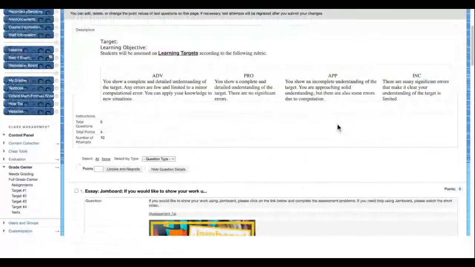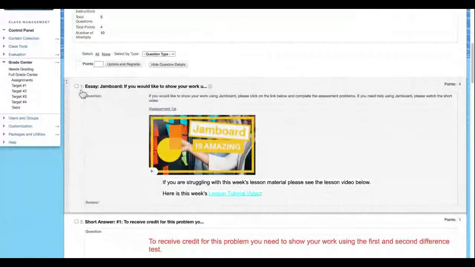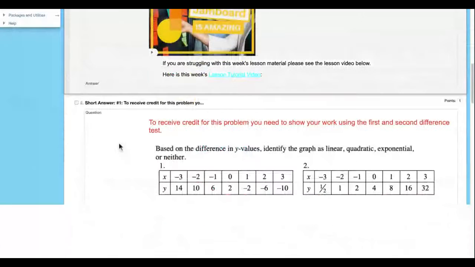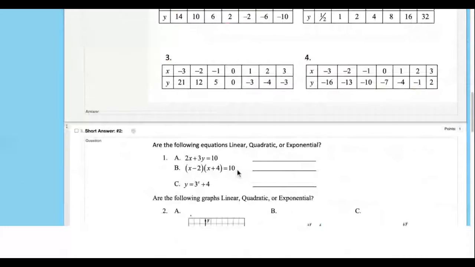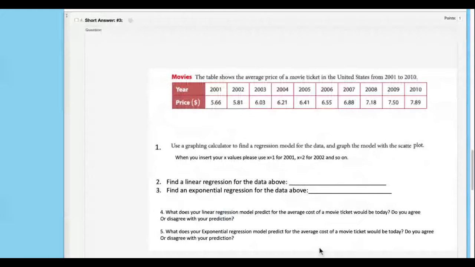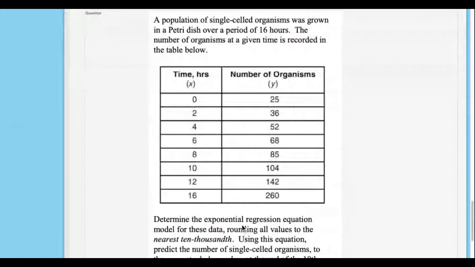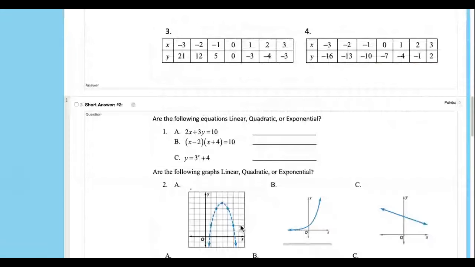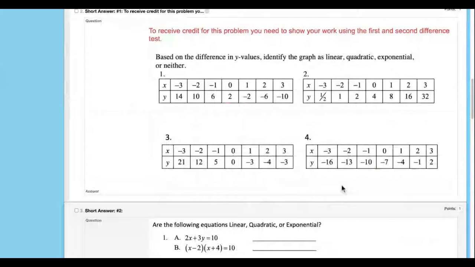But here's the Jamboard right there. So if I click on this, I should see all of these problems. This is problem number 1. This is problem number 2. This is problem number 3. This is problem number 4. Okay, that's all there is on the assessment. So now problem number 1 is, and I said, it's all it is.